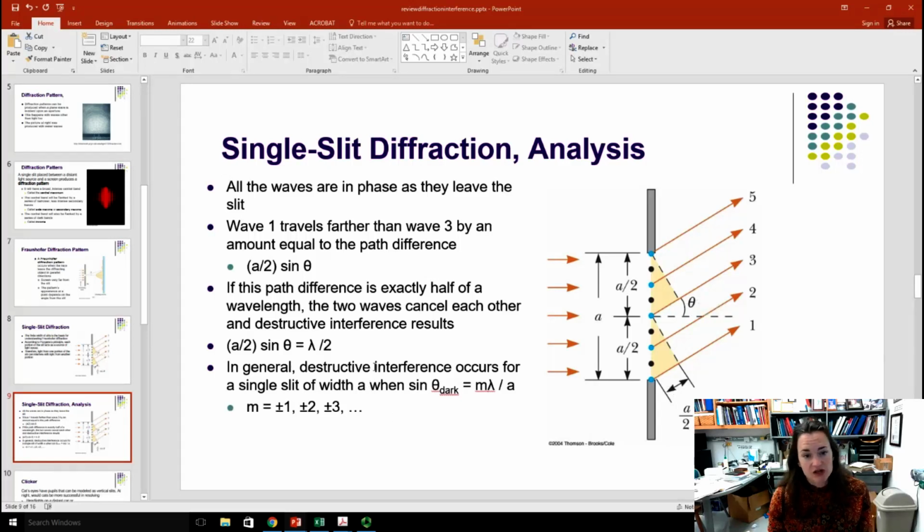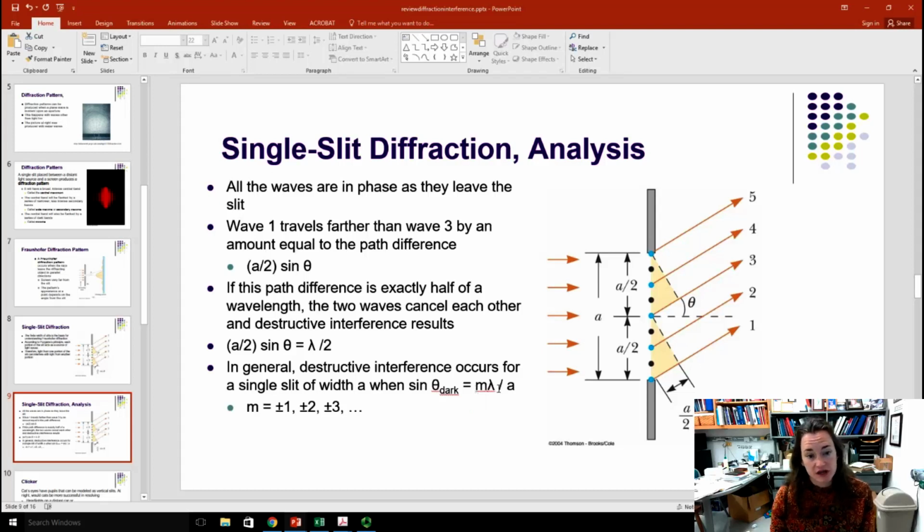And in general, destructive interference is going to occur for a single slit of width A when you have the sine of theta to one of the minima, one of the dark bands. Okay, so that's the angle from straight onto the slit to the dark band. Sine of theta dark is equal to an integer multiple of m lambda over a. Okay, so what you can do is here you have a over 2 sine of theta times m lambda over 2, and then solve the equation. The 2's cancel out, and you can rearrange to solve for sine theta dark.